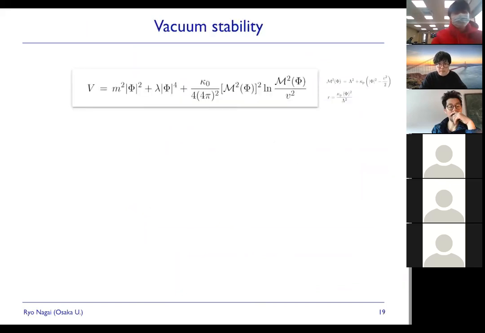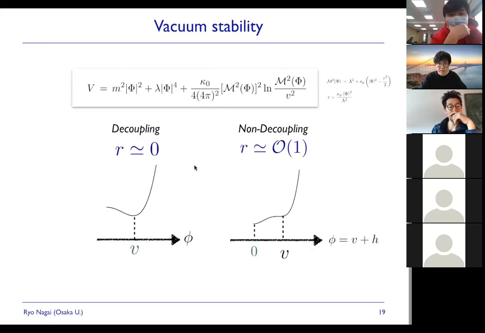First, let us consider the vacuum stability. Here we are considering the following Higgs potential. The last part represents the BSM contribution to the Higgs potential. Actually, with the presence of this correction, the electroweak vacuum is not always the global minimum. The typical behavior of the Higgs potential is like this. Here we introduce an order parameter phi, defined like this. The electroweak vacuum corresponds to phi equal to v.